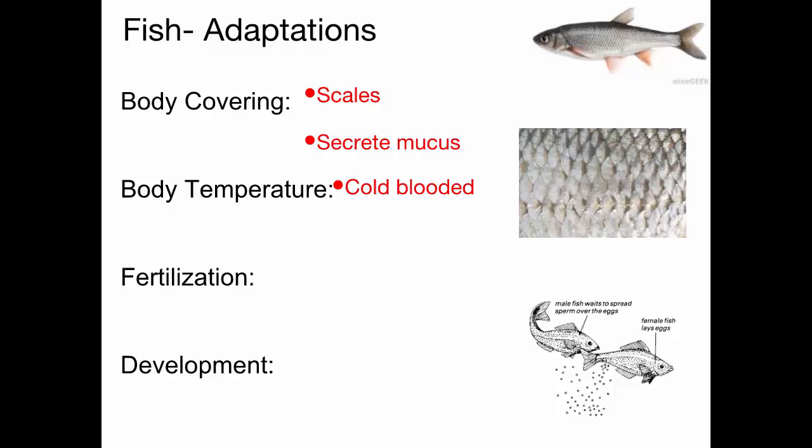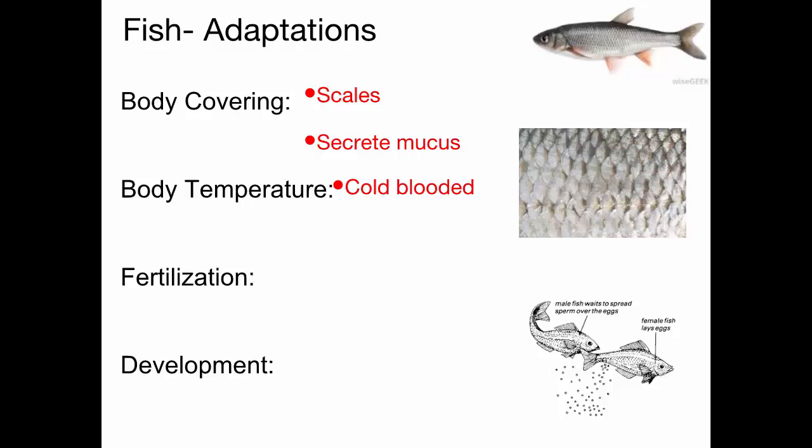So we are warm-blooded. We're different. Our body temperature stays at 98.6, whether it's 70 degrees in this room or 40 degrees in this room. We maintain a constant body temperature. That's what warm-blooded is. All right, so fish are cold-blooded. Their body temperature fluctuates with their surroundings.